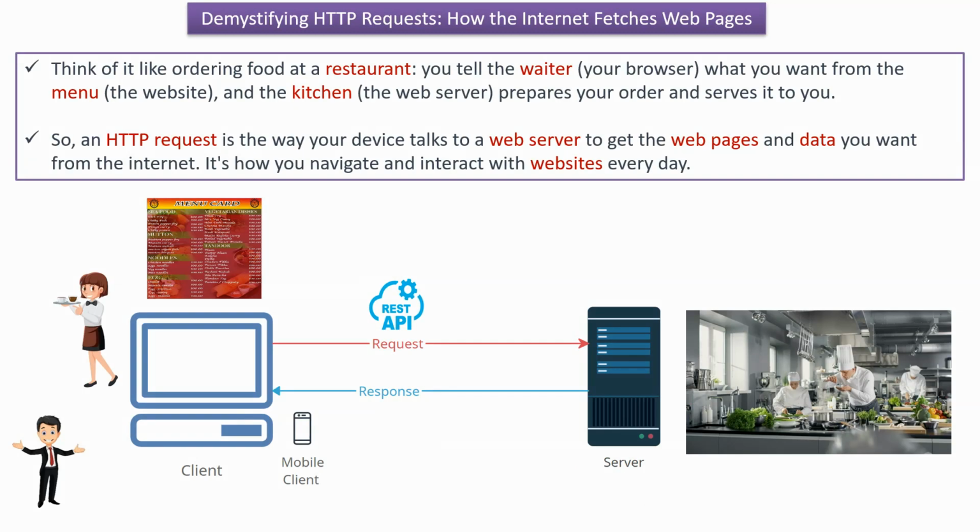We can think of it like ordering food at a restaurant. You tell the waiter what you want from the menu, and the kitchen prepares your order and serves it to you. In this analogy, the waiter is your browser, the menu is the website, and the kitchen is the web server. So HTTP request is the way your device talks to the web server to get the web pages and data you want from the internet. It is how you navigate and interact with websites every day.